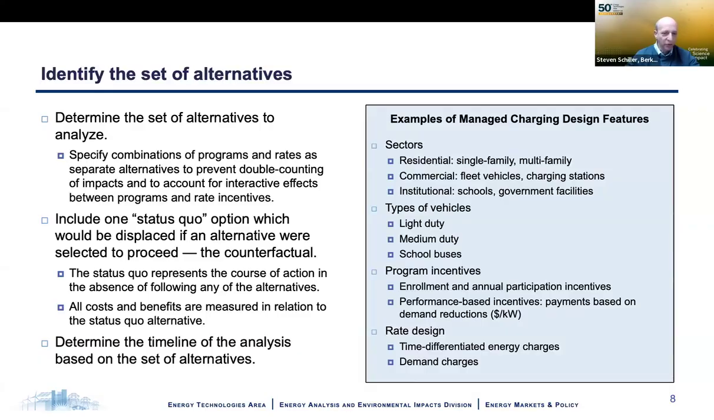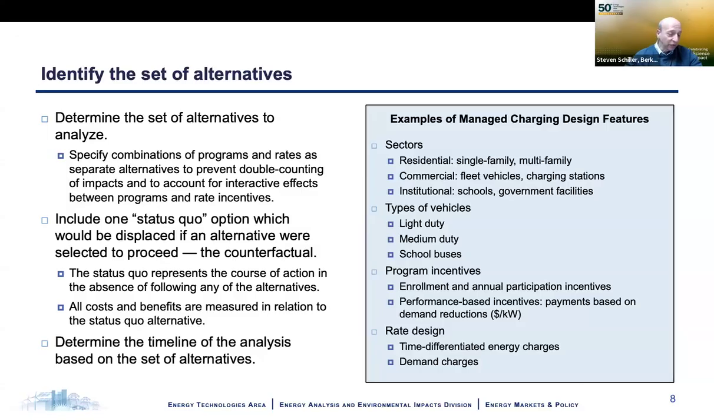I'll specify those combinations of programs and those active programs, passive programs, rate structures that you're going to be looking at. Identify them as separate alternatives so you don't have double counting. You can certainly do combinations, but that combination would be a separate alternative in itself. And then you want at least one status quo, that baseline, that counterfactual that you're going to be using as a baseline for comparing your different options with.